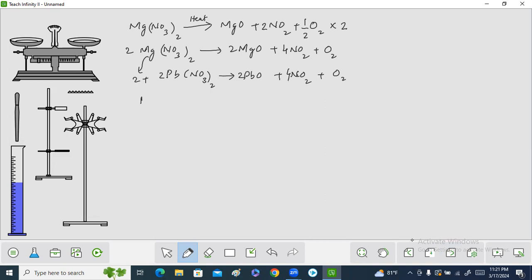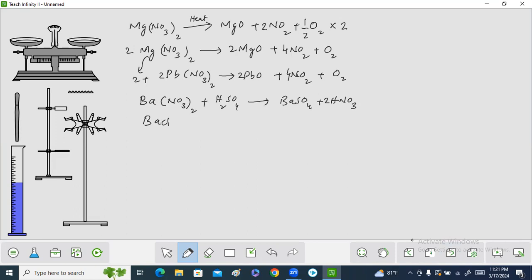Then there are some reactions in which we'll get a precipitate. So barium nitrate, if it reacts with sulfuric acid, we will get a white precipitate of barium sulfate and then nitric acid. There are 2 nitrates, so if we put 2 here, this is the balanced chemical equation.